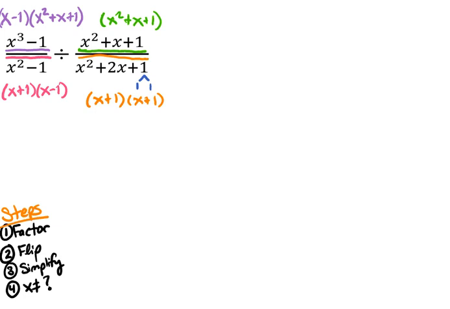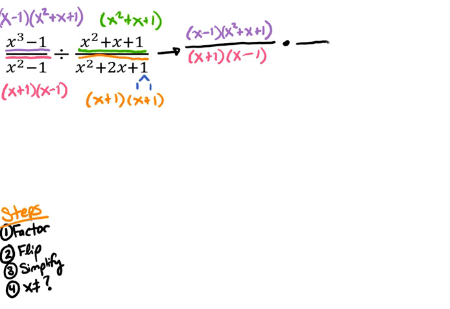So we are now ready to flip. So we're going to rewrite our first fraction in factored form. And remember that that fraction stays exactly as it is. But when we do our flip, we're doing our keep change flip. So we're going to change our division sign to multiplication, and then we're going to rewrite our second fraction, but we're going to flip the numerator and the denominator.